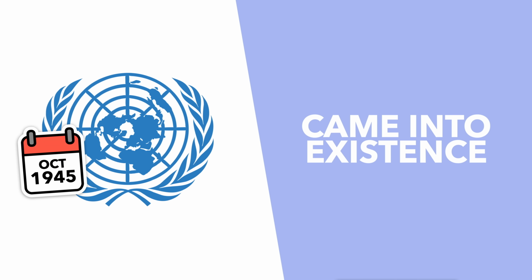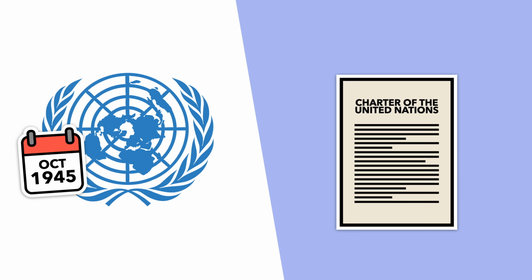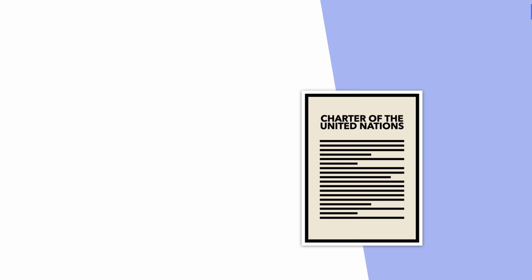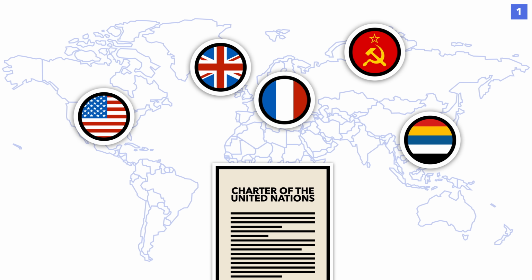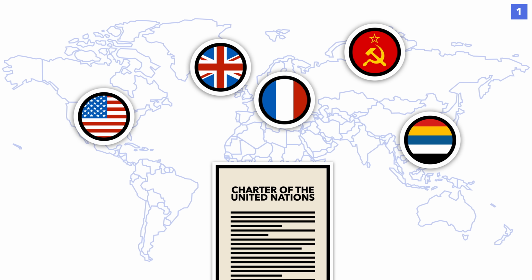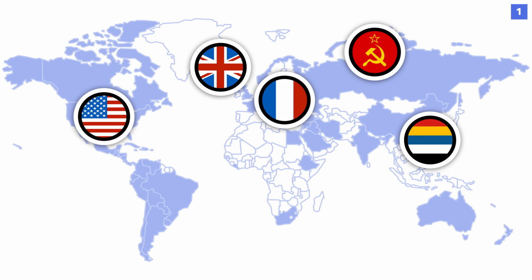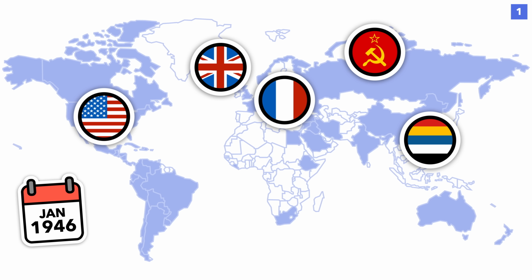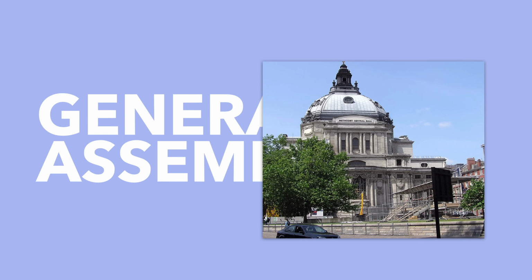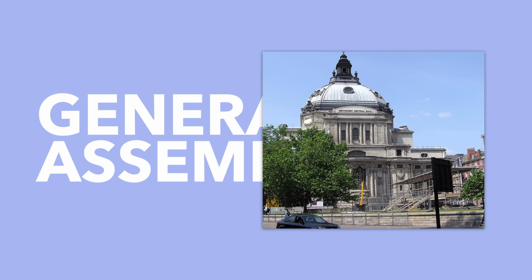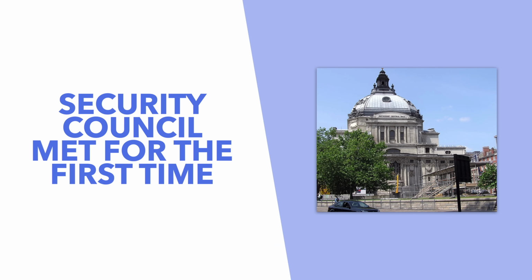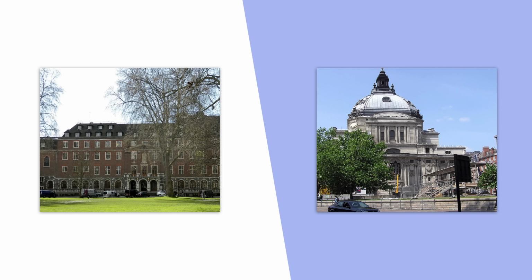On the 24th of October 1945, the United Nations came into existence following the ratification of the UN Charter by the five main allies: the United States, the United Kingdom, France, the Soviet Union and China, as well as a majority of other signatories. On January the 10th, 1946, the General Assembly met for the first time in Methodist Central Hall in Westminster, and the Security Council met for the first time a week later.